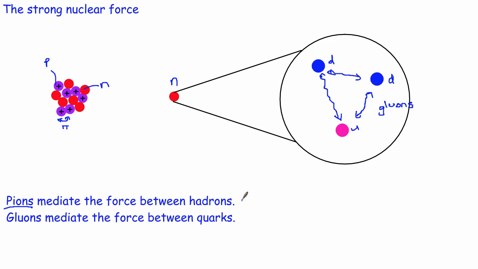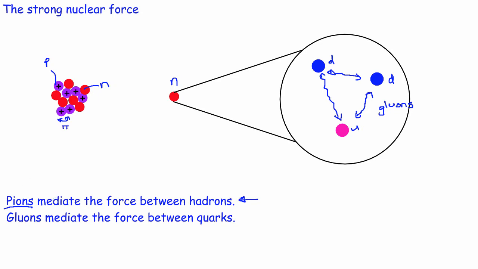Now, in terms of your exam, basically the only thing that you really need to know is that the pions mediate the force between hadrons. That's basically what all of the textbooks say. But it's probably a good thing to know that gluons are actually the real basic things that mediate the force in terms of the strong nuclear force. But really, if you're asked, pions are the things that do it.